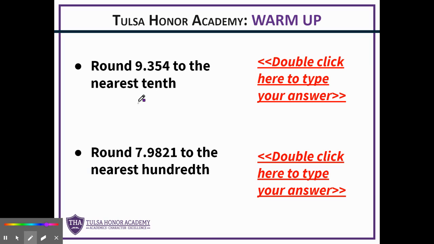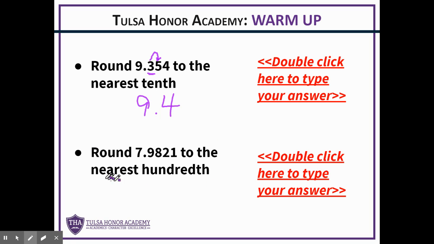Alright, so for our answer, I'll work it out real quick. We were looking for the nearest tenth. This is our tenths place. We look to the right, and we see that it's 5 or more, so we're going to round up. So our answer should be 9.4. Alright, go ahead and take the next 30 seconds to answer our second question.